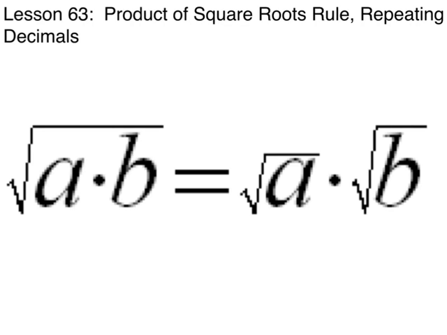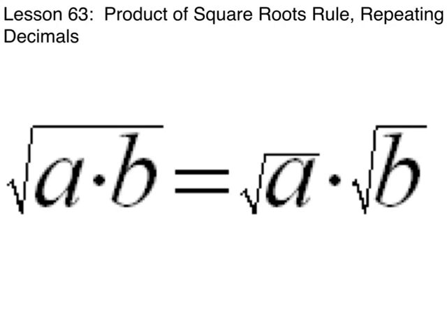Welcome to Lesson 63 of Saxon's Algebra 1 3rd edition. This lesson is going to cover two different topics. One, the product of square roots rule, and two, repeating decimals, which is going to be a little bit of a review. I know you've had repeating decimals before, you know what they are.